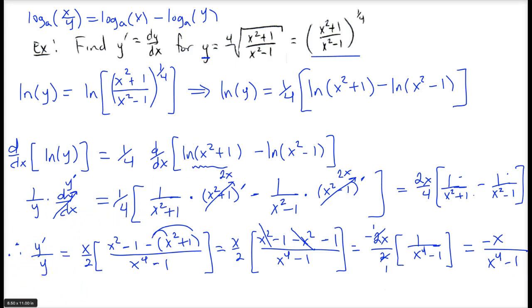So with that being said, now we now know that y prime, which is just dy over dx, is just going to be this minus x over x to the 4th minus 1 times what our y was.